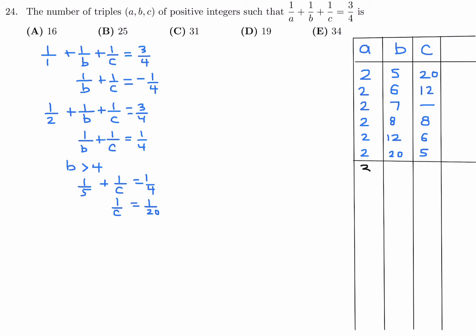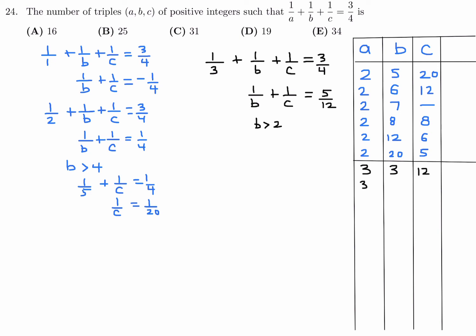Now we move on to A equal to 3. If A is 3, then in a very similar way, we've got 1 over 3 plus 1 over B plus 1 over C is equal to 3 over 4. 1 over B plus 1 over C will be equal to 5 over 12. To start, choosing values of B greater than 2. So B has to be greater than 2. So let's choose 3. If I do, I get 12 for C. Solving in that equation. A is fixed as 3.